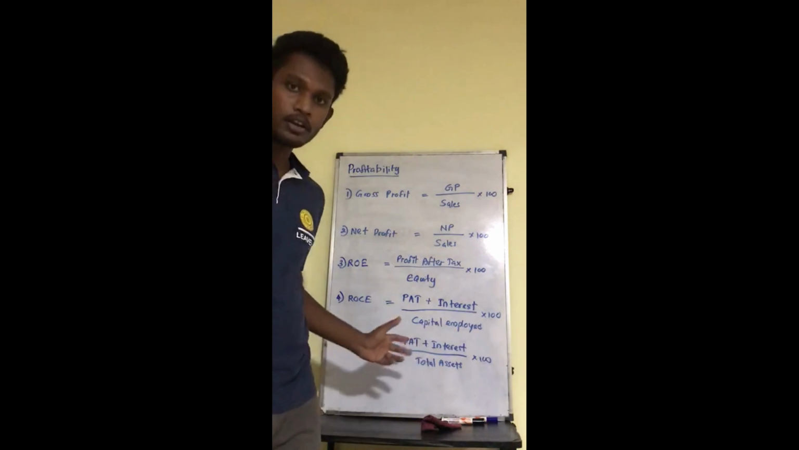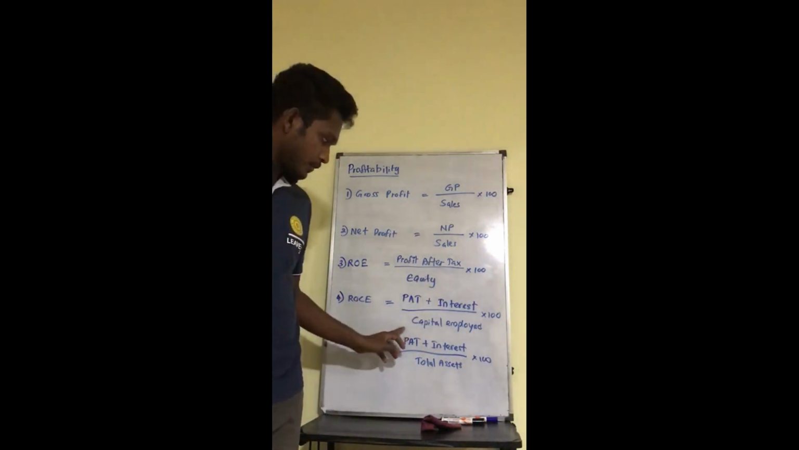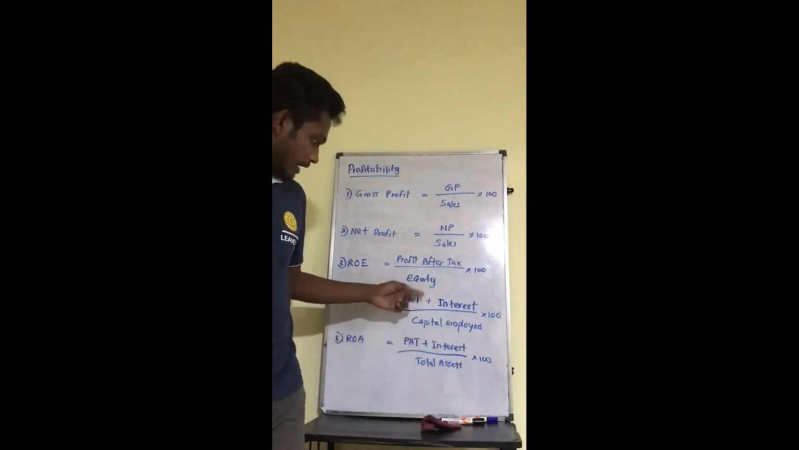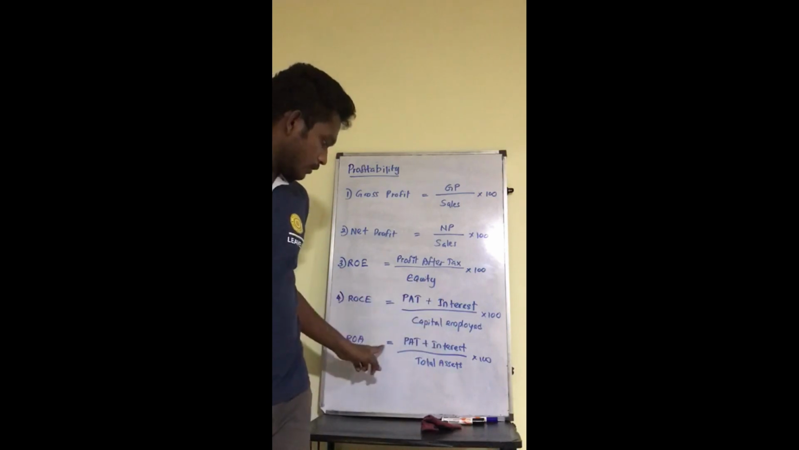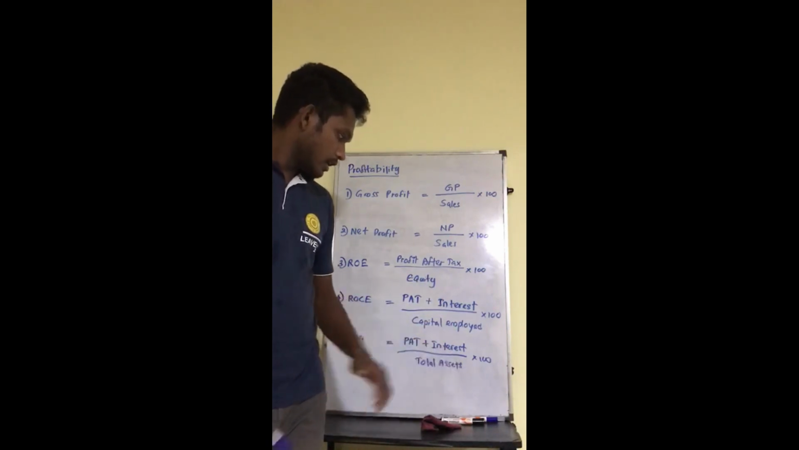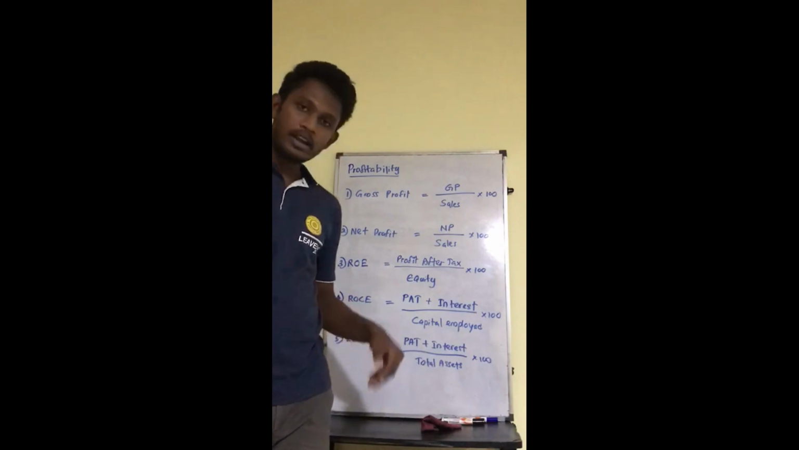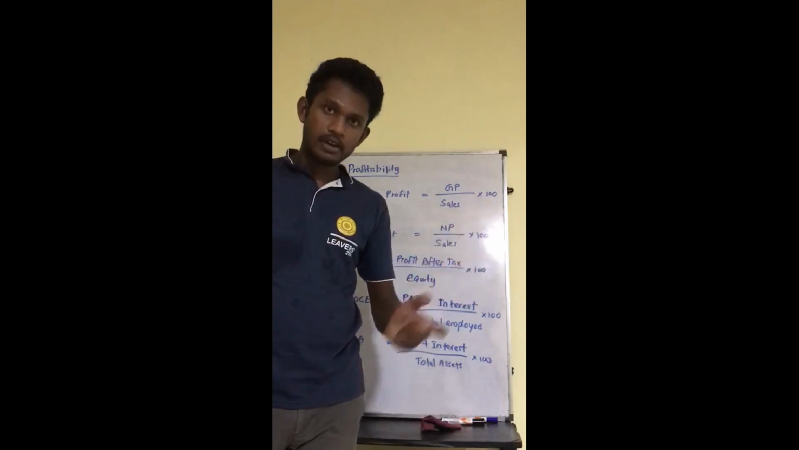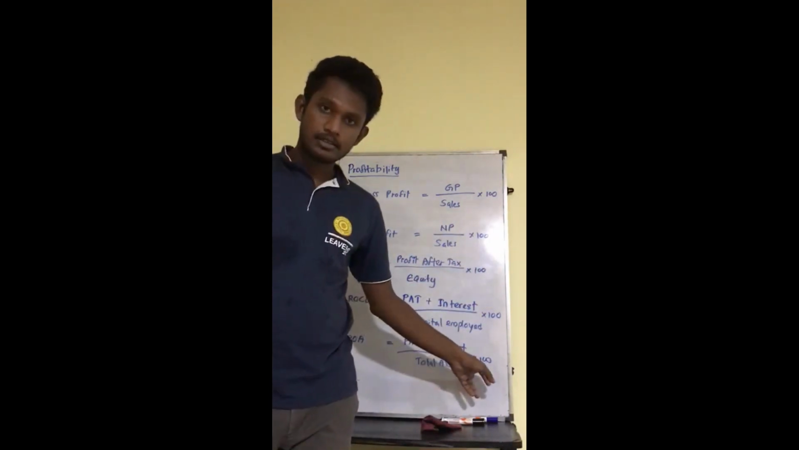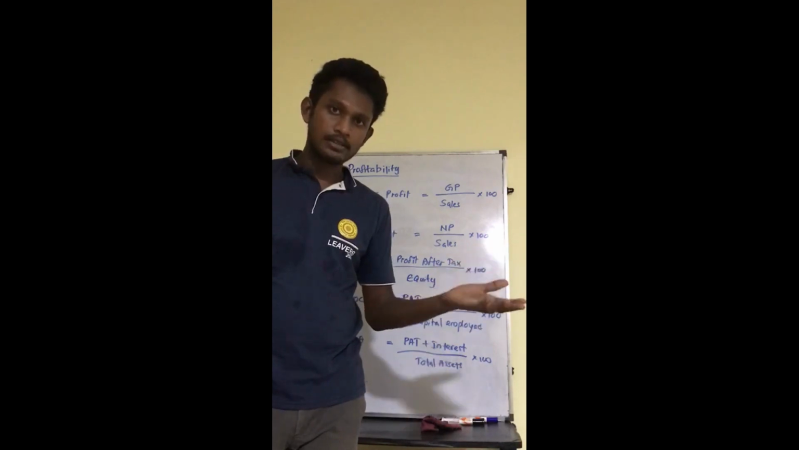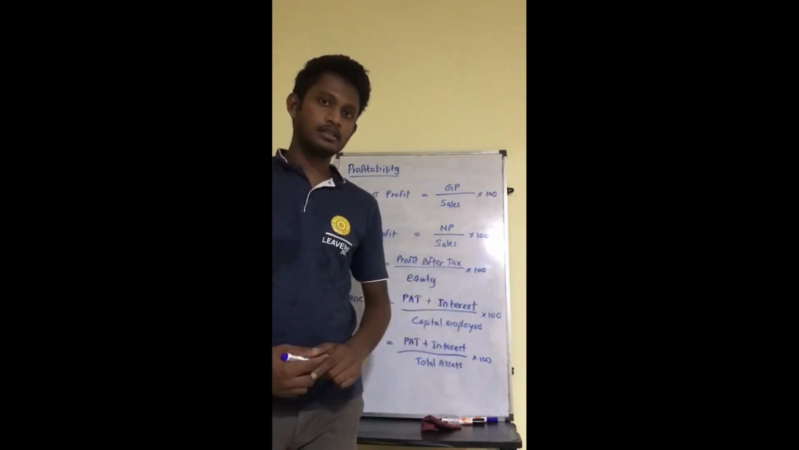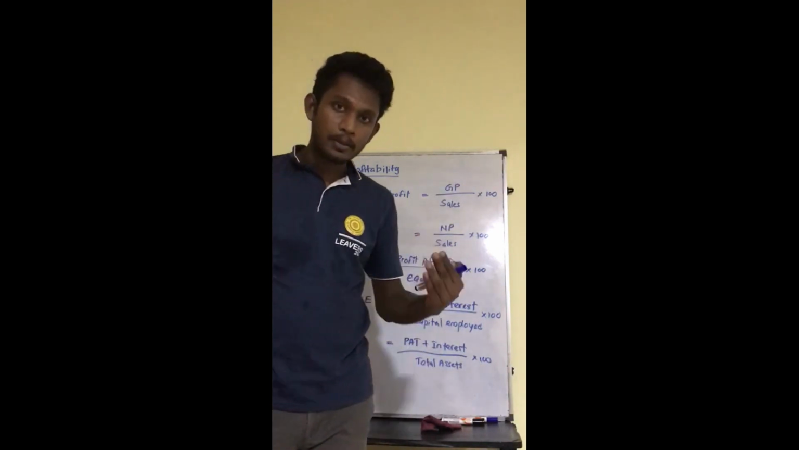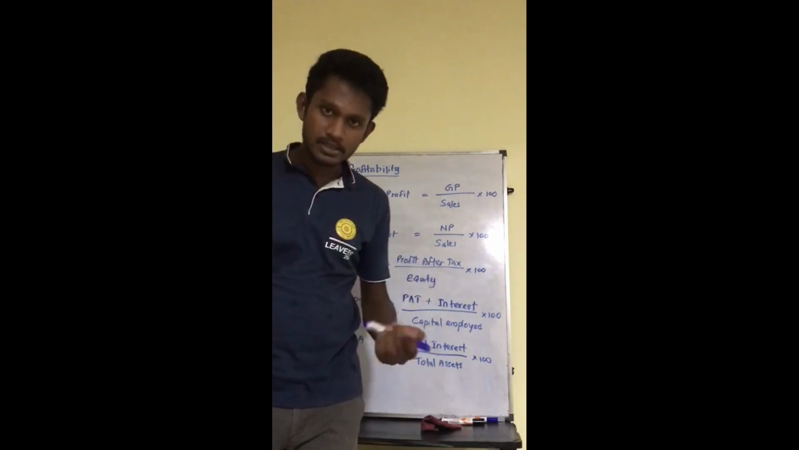And fifth one, return on assets, ROA: profit after tax plus interest divided by total assets into 100. So like the ROCE, return on capital employed, we have to use the profit after tax plus interest divided by total assets. Those things you can extract from the income statement and the balance sheet. Profit after tax and interest will be given in the income statement, and total assets you can extract from the balance sheet, that's the non-current assets plus current assets. So all these ratios should be multiplied by 100. That means you have to represent these ratios as a percentage.